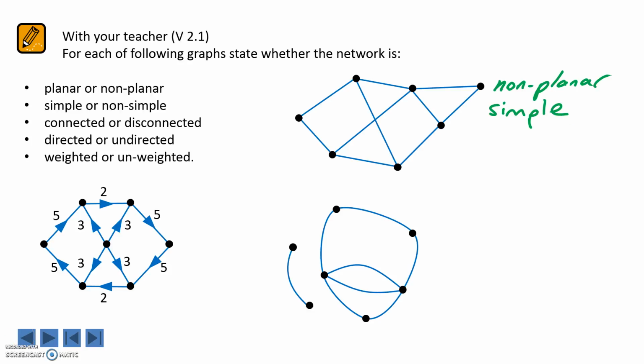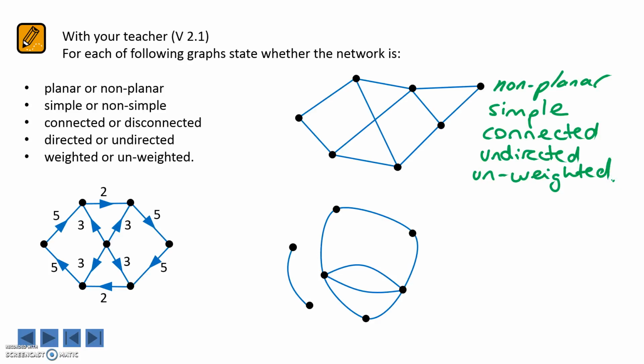Is it connected or disconnected? And so every single vertice has something attached to it, so it's connected. Is it directed or undirected? It has no arrows on it, so it must be undirected. And is it weighted or unweighted? So there's no numbers written between all of the points, so it's unweighted. So we've done the first one.